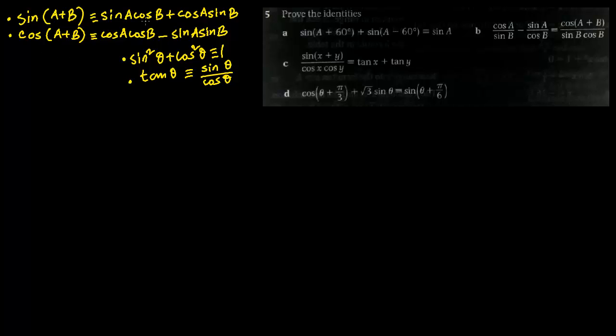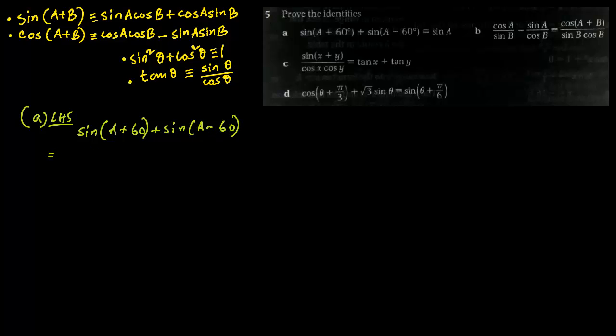So these are the identities that we have used so far, and this is prove the identities. So let's start with question number A. Question number A, what we have on the left hand side is sine A plus 60 plus sine A minus 60. Now we have to break this down.